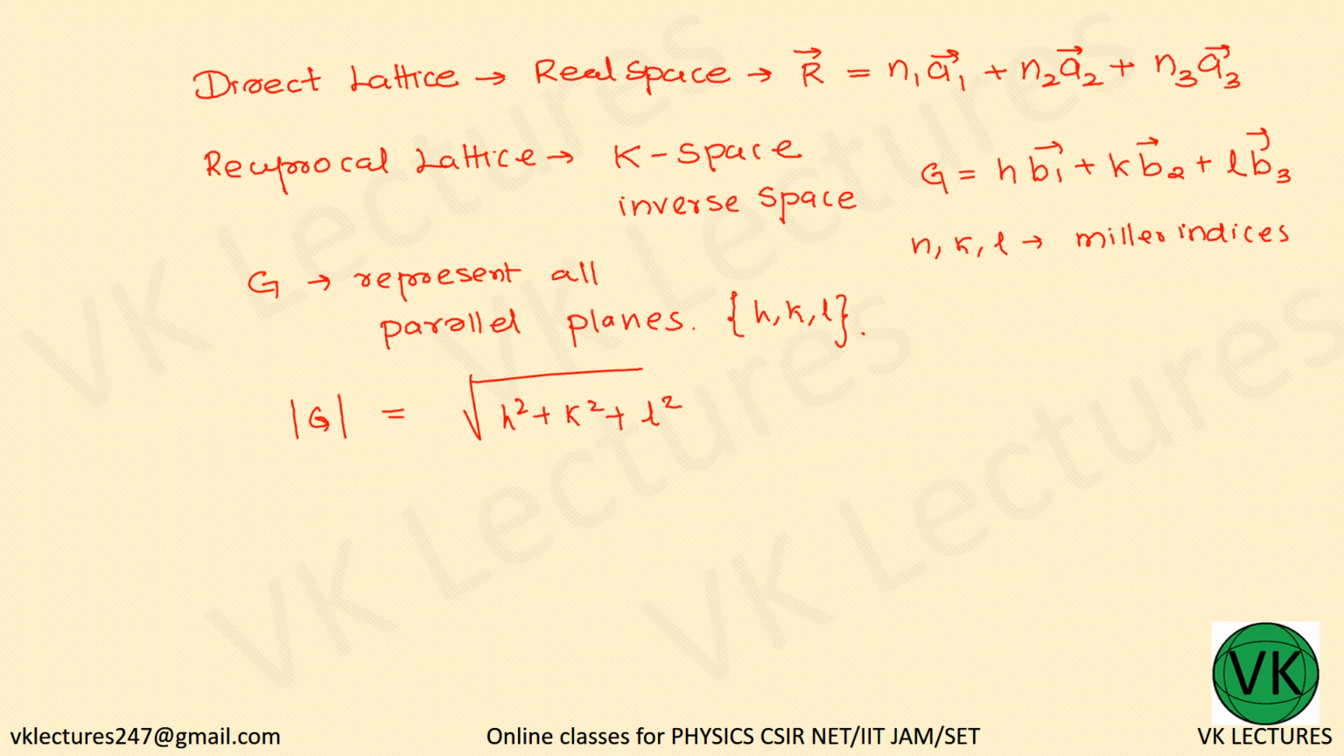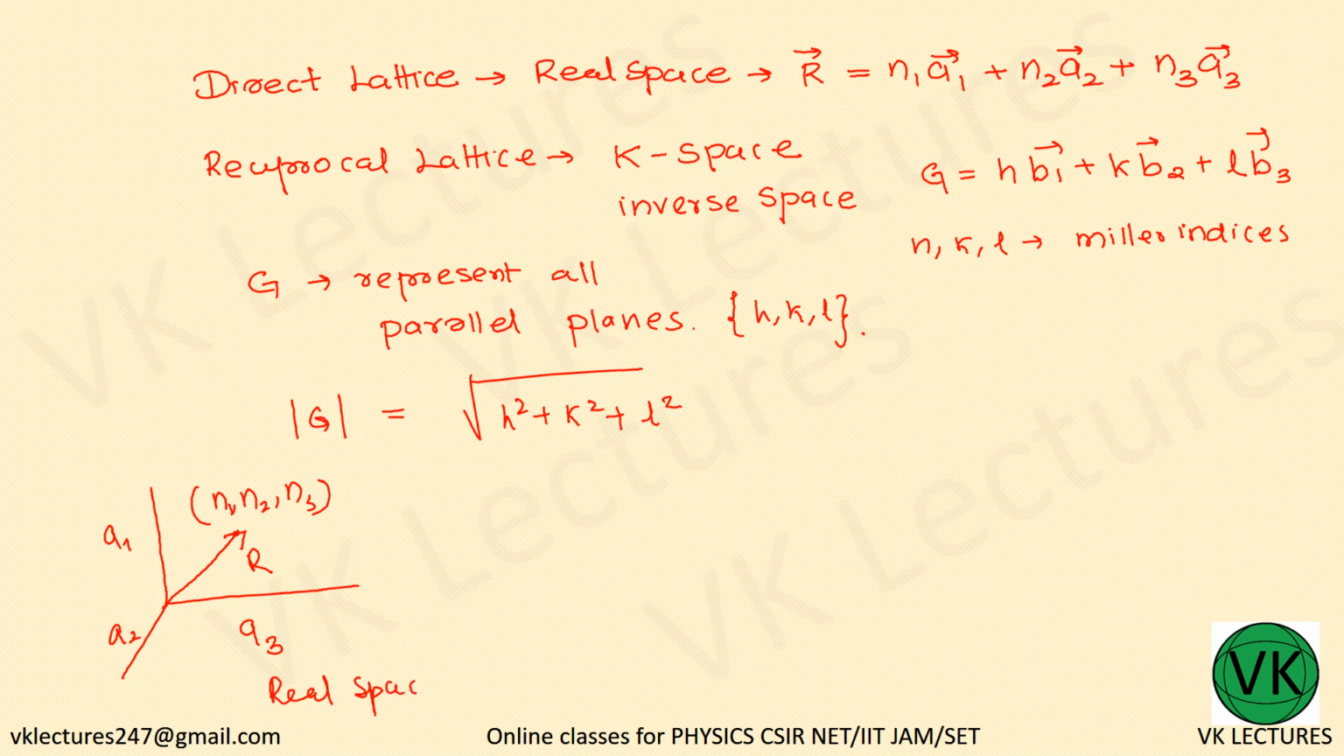Coming to the real space, we have three vectors a1, a2 and a3, and the vector is given by n1, n2, n3. So that is n1 times a1, n2 times a2 and n3 times a3. So this is represented by vector R. Now this is in real space.